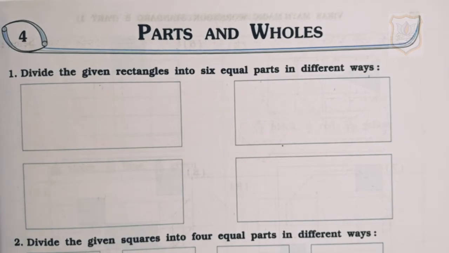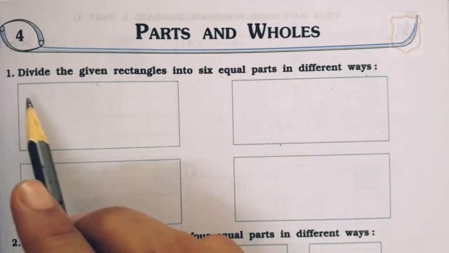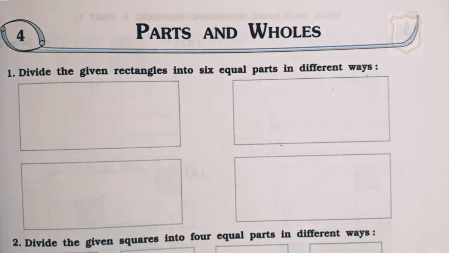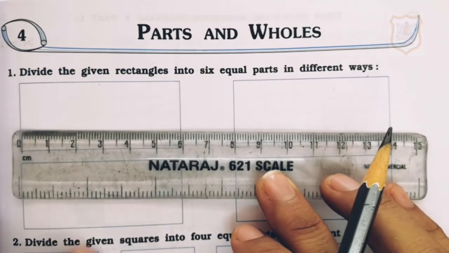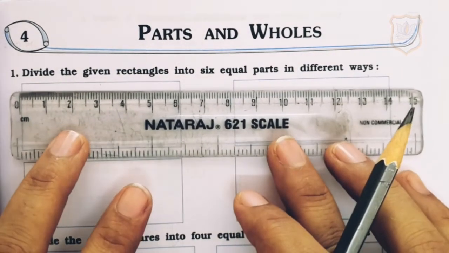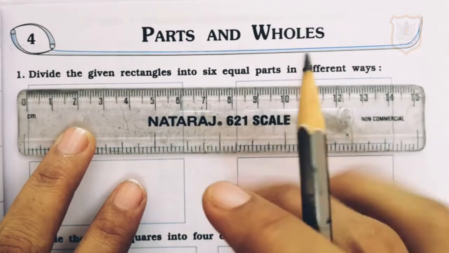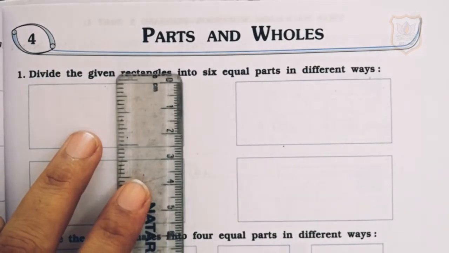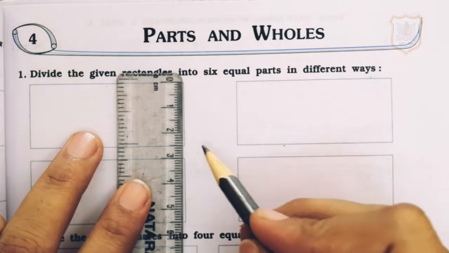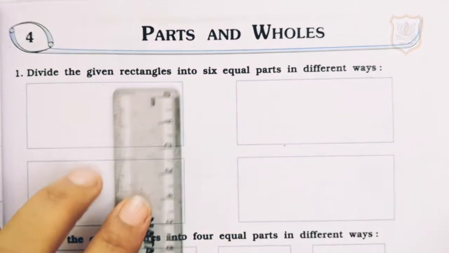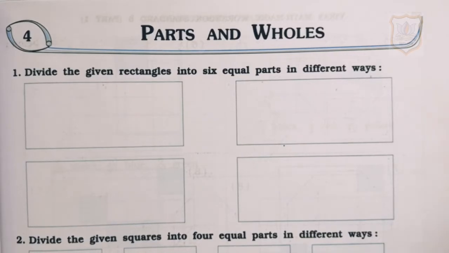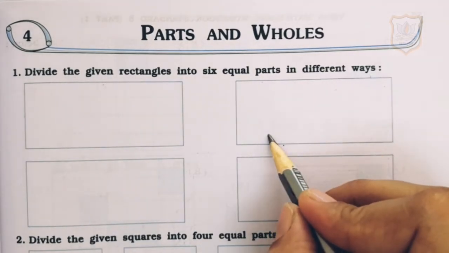So what you will do, first you will find out the length and breadth of the rectangle with the help of a scale to make it more easy. So here students, you can see the length is 6 centimeter and the breadth is 2.5 centimeter. So now we have to divide this rectangle into 6 equal parts.